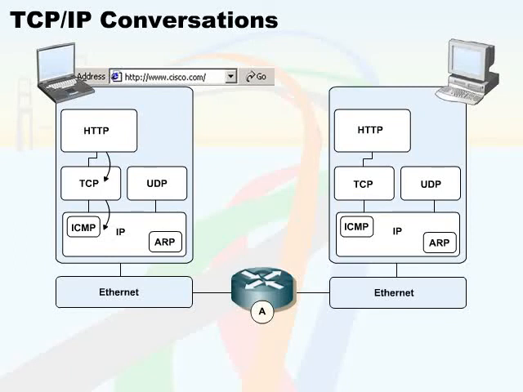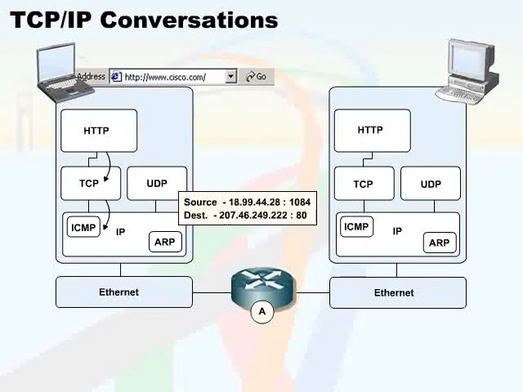Now this is my source address, 18.99.44.28. Notice my port, which was the source port from layer 4. The destination address, which was resolved somewhere up here with DNS, is 207.46.249.222 with port 80. The combination of these two elements actually creates what is known as a socket. This is our socket-to-socket connection.